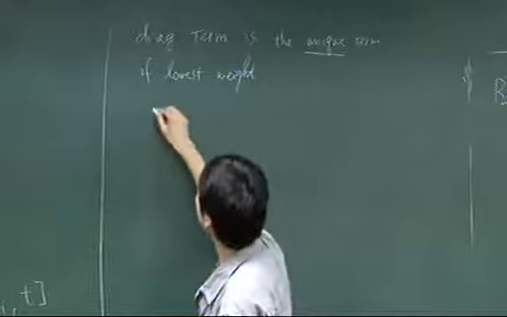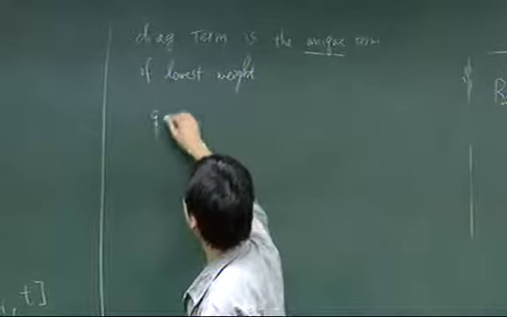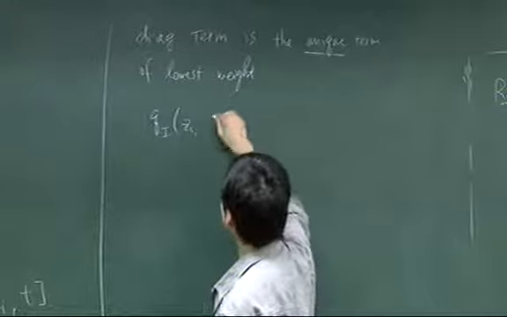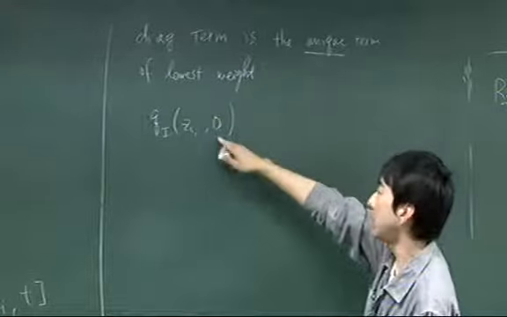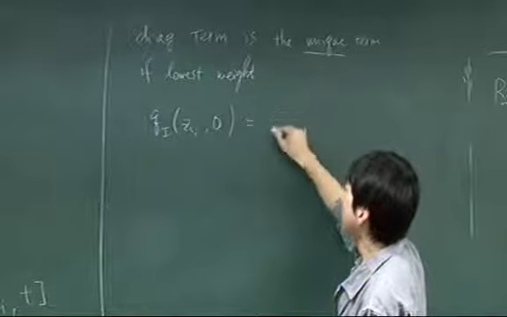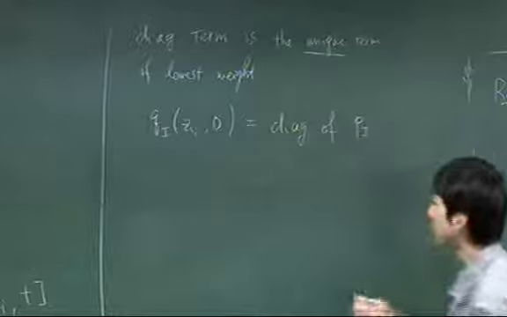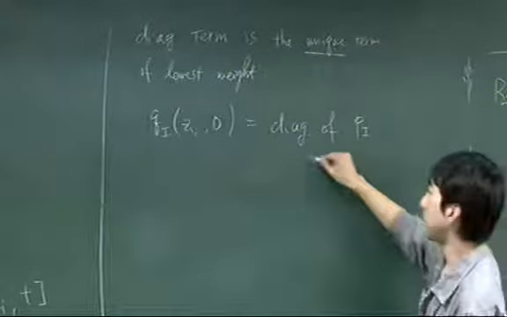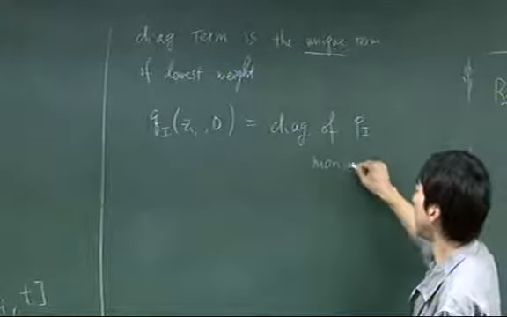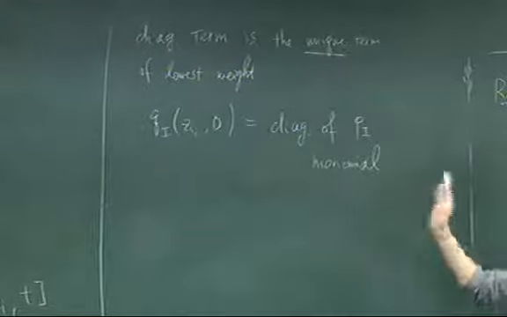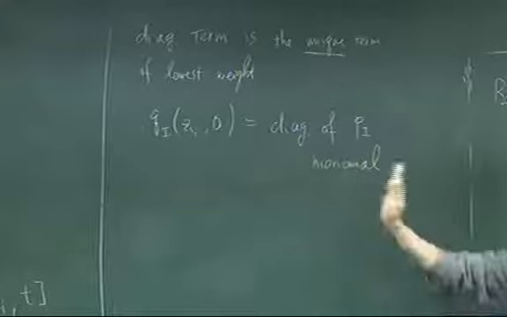So q_I(z, 0): we actually put t to be 0. And this is a diagonal term of P_I, and this is a monomial. Using this, we can construct a deformation of the flag manifold into a toric variety.